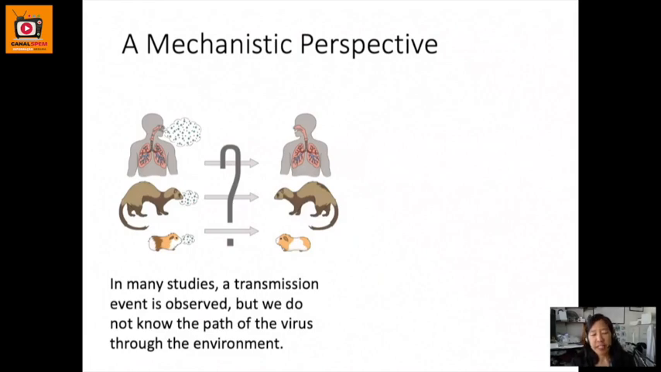So now I want to take a mechanistic perspective to transmission. In many studies and animal models and epidemiological studies, we observe a transmission event. So transmission occurred or it did not, but we don't actually know the path of the virus that it took through the environment to get from the infected host to the next susceptible individual.